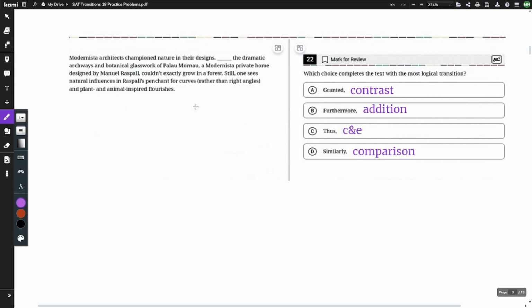That's going to be contrast, so our answer is going to be A, because it's saying that even though there's nature, it couldn't grow in a forest. It's not going to be furthermore because it's not adding on information, it's saying two different things. It's not going to be cause and effect because let's think about it. If they have nature in their designs, it would make more sense that it can grow in a forest, not that it couldn't grow in a forest. So it's not going to be cause and effect. And it's not going to be similarly because once again, two different things, not the same thing. So our answer will be A.